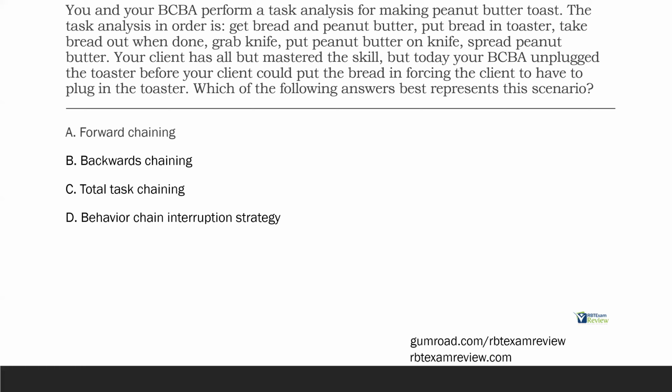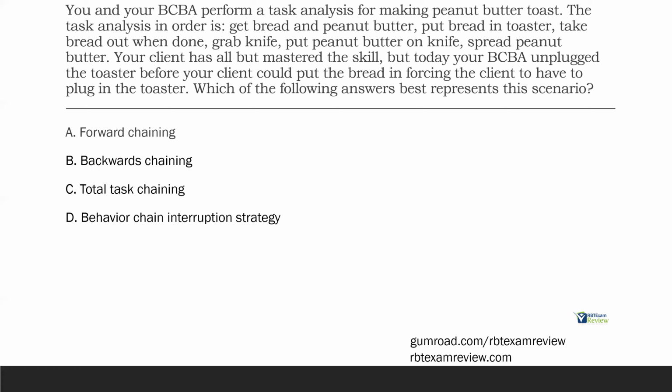Ooh, all right, tough question. Kind of an open-ended question, right? We've got a lot of stuff going on, a lot of scenarios. But we're looking for the best answer that describes what happened in this question. So immediately you might just say, oh, well, we're task chaining. And that could be true, but does task chaining best describe the scenario? Maybe not. What was different about this task chain, and what don't we know? Well, our answer choices are forward chaining, backwards chaining, total task chaining, and behavior chain interruption strategy.